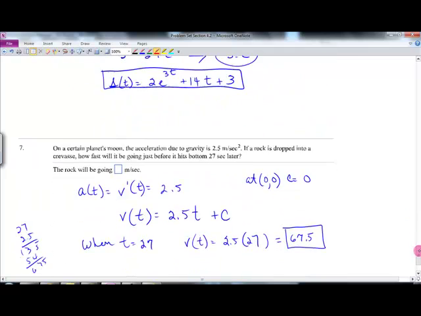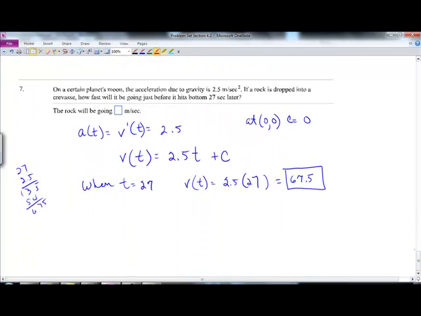All right, last one. On a certain planet's moon, the acceleration due to gravity is 2.5 meters per second squared. If a rock is dropped into a crevice, how fast will it be going just before it hits bottom 27 seconds later? All right, so acceleration is the derivative of the velocity. All right, and so we know that acceleration is 2.5. So if we were going up one level, we would have to add the variable. So velocity is 2.5t plus c.